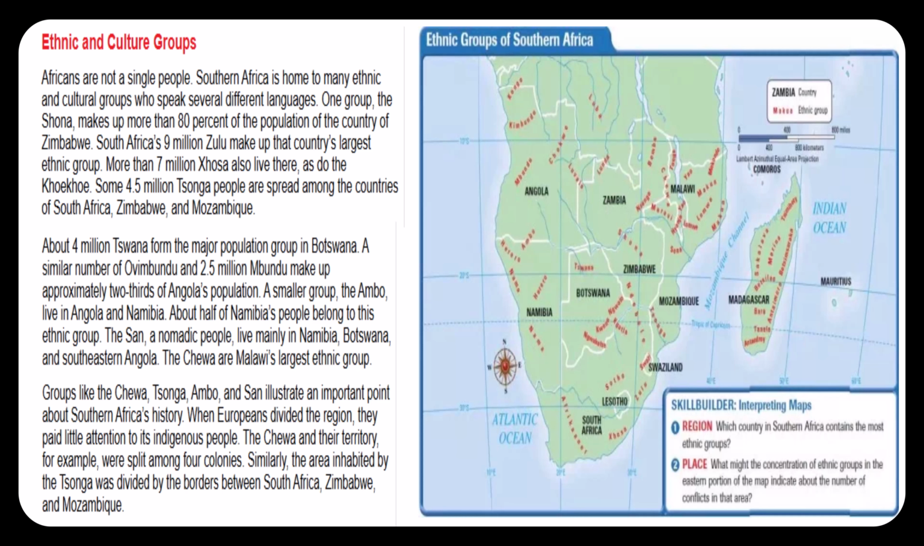Similarly, the area inhabited by the Sangha were divided by the borders between South Africa, Zimbabwe, and Mozambique. Question number 14. How can we tell that Europeans did not care about the people of Africa when they divided the regions into colonies? Well, they didn't divide the colonies into the way that the groups of people in Africa had lived. They split these groups up and they used borders that they cared about, and they didn't care about the way that the African peoples had been living prior to them coming. So you can definitely tell that by the way that these ethnic groups have been split into different countries today.